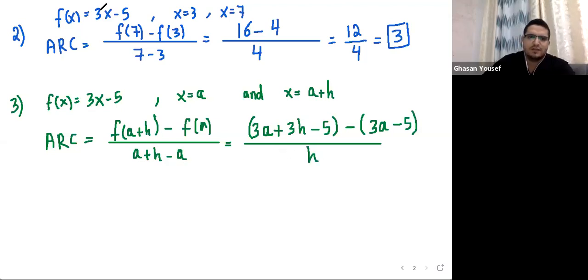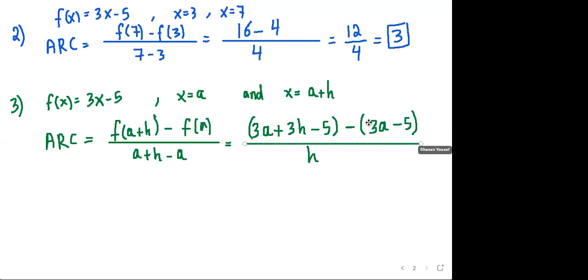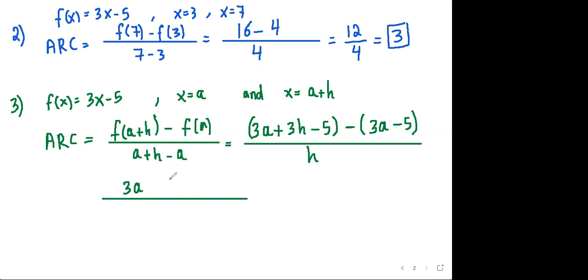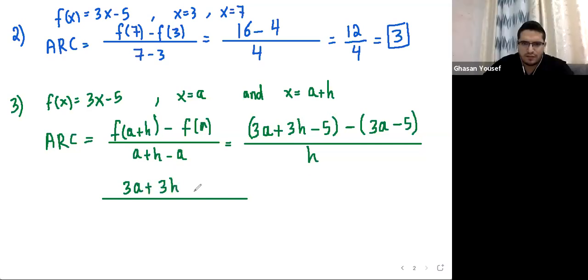Over h, exactly. Now we have to distribute the minus inside the second parentheses, and we should remove this parentheses. So this is equal to 3a plus 3h minus 5. Now distribute the minus inside the parentheses, this here and this here. So I'm going to get minus 3a plus 5, over h.